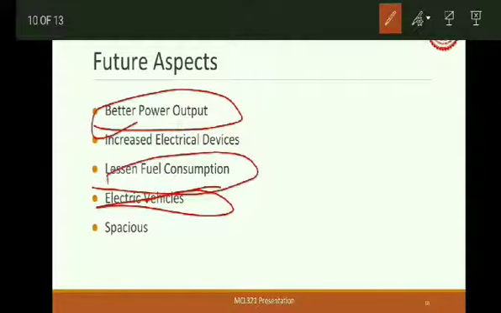Less fuel consumption. Due to this electrical system, the fuel consumption is less, because most of the things are handled by the electrical systems. Spacious. With the increment of usage, the battery size will also increase, but the battery size should not increase so much that 90% of the car is just focused on the battery part. So that's a limit.